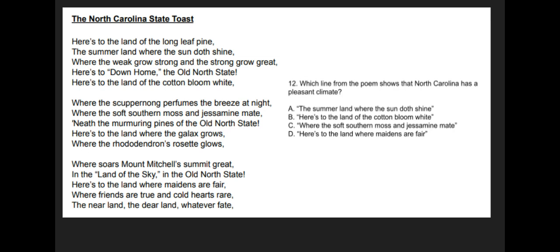Here's to the land of the cotton bloom white. Well, that tells us what grows, but it says nothing necessarily about climate. Where the soft southern moss and jessamine mate, again, not about climate. Or here's to the land where maidens are fair. And maidens would be people, and fair or kind or nice. So again, not necessarily about climate. So I would argue that it's A, because the sun doth shine there. So it's giving you details from the text to be able to support this idea. It'd be like if they said, "How do you know they have a pleasant climate?" You can go back and find that sentence, and that's what tells you the answer.